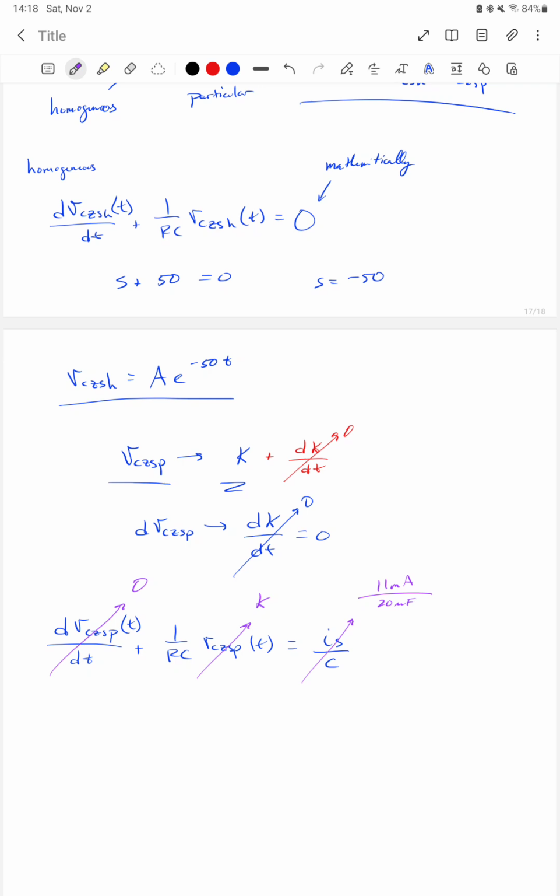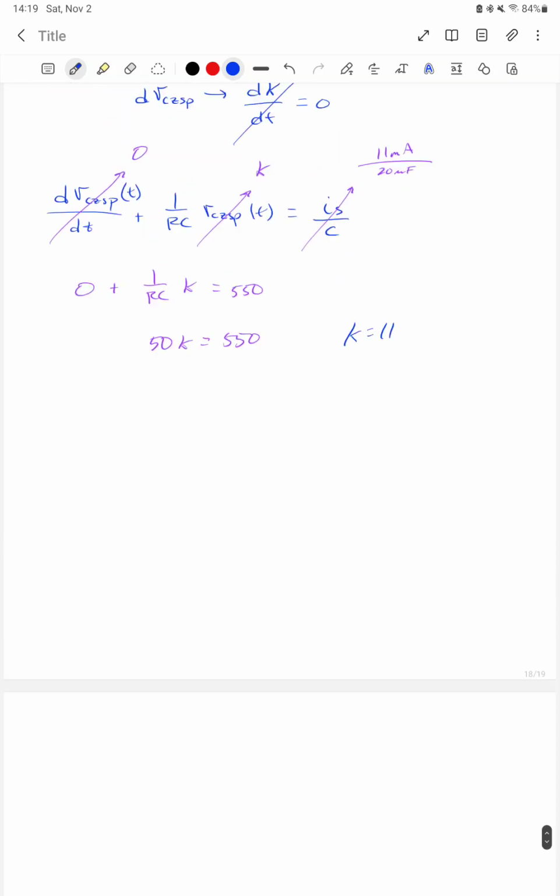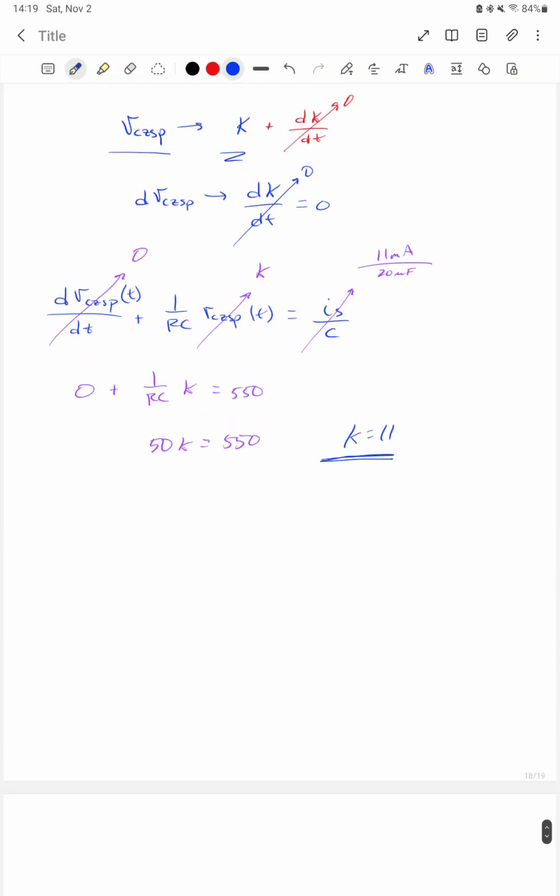Okay. So now we have pretty much everything we need. Let's reset this up. So this is going to be 0 plus 1 over RC K is equal to, and then 11 over 20 microfarads is 550. So let's rewrite this. This is 0 anyway. This is 50 K is equal to 550. So K is equal to 11. I guess I should write this in the regular color. So our particular solution is that right there.